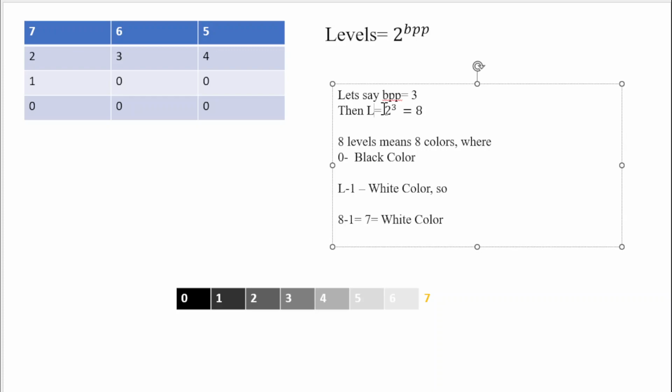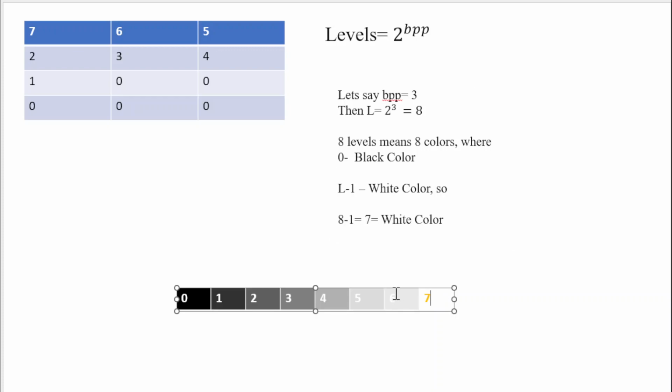The number which will represent white is always calculated using the formula L minus 1. So in this case, since the levels are 8, the white color will be represented by 8 minus 1, which is equal to 7. So you can see a gradient here. 0 is complete black, 1 is less black, 2 is more grey, 3 is more grey, and these shades are changing, and 7 is completely, prominently white. So the more the BPP, the more the levels, and the more numbers will represent colors between black and white, so we get more grey shades in a grayscale image.